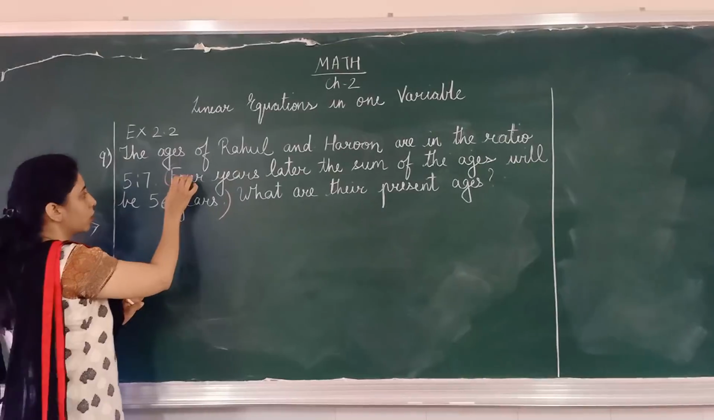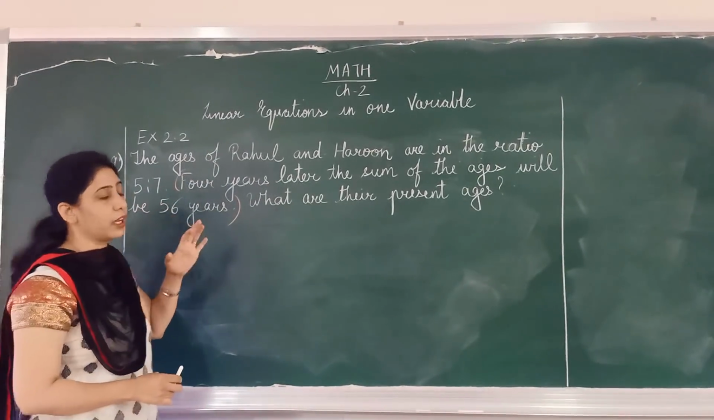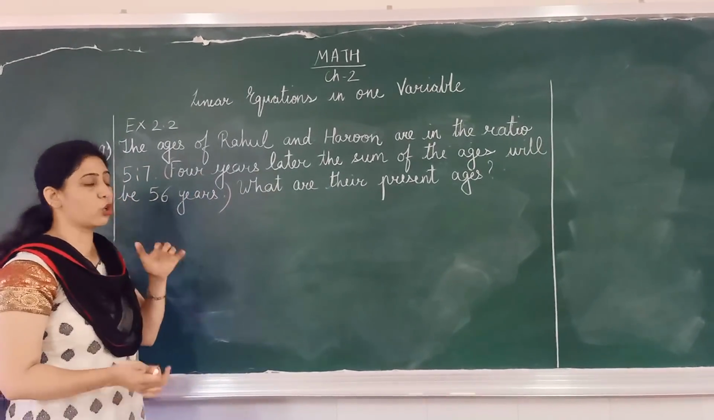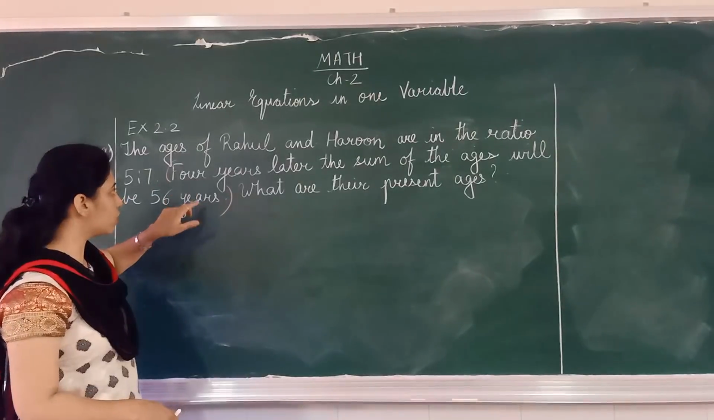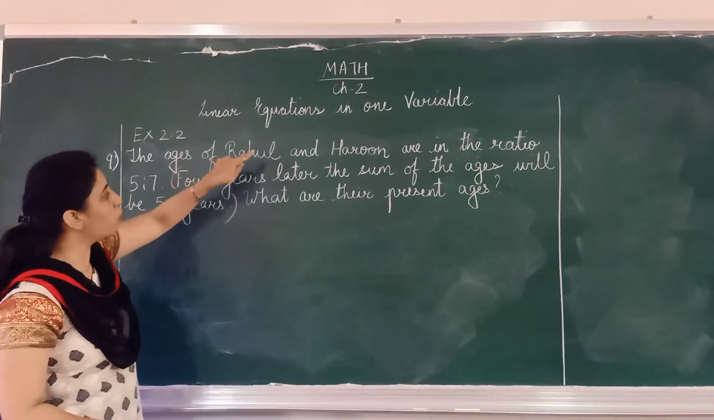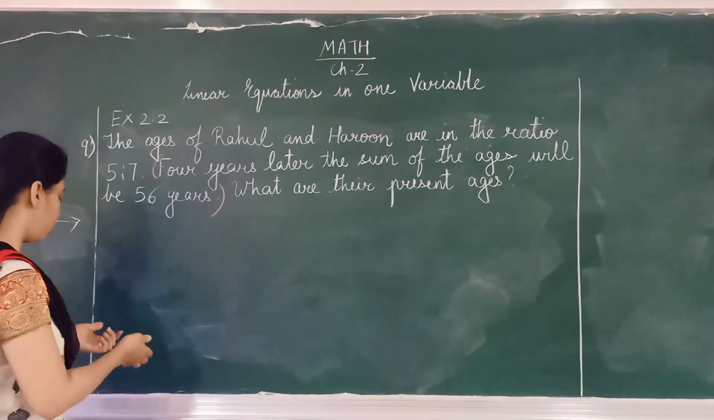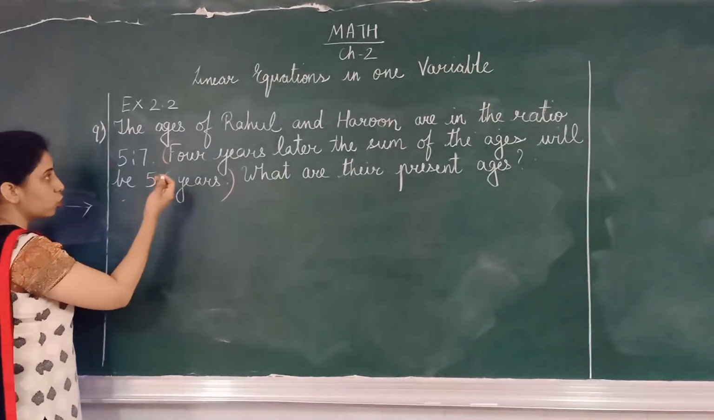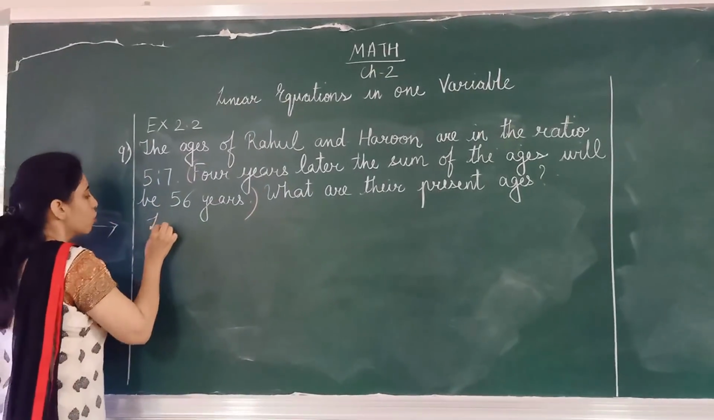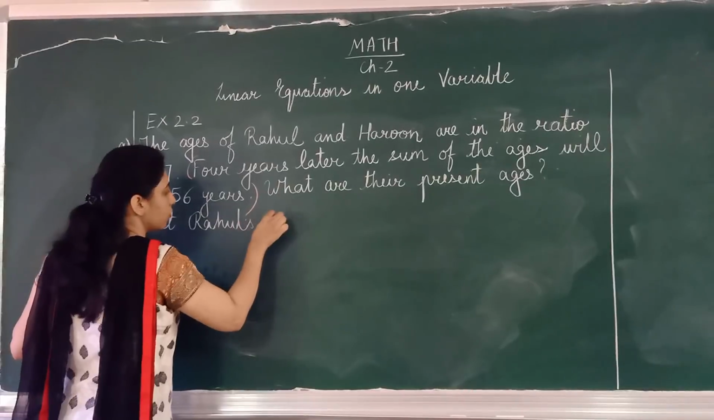So which part is important? This statement. In word problems, a few statements are like that. From there, you have to find out the equation, or frame the equation. So you have to frame the equation from here. Now what is the first part of the question? The ages of Rahul and Harun are in the ratio. They are given in the ratio. So what are you going to do? We don't know their ages. Okay, we don't know Rahul's age, we don't know Harun's age. So what are you going to do? Let Rahul's age be.